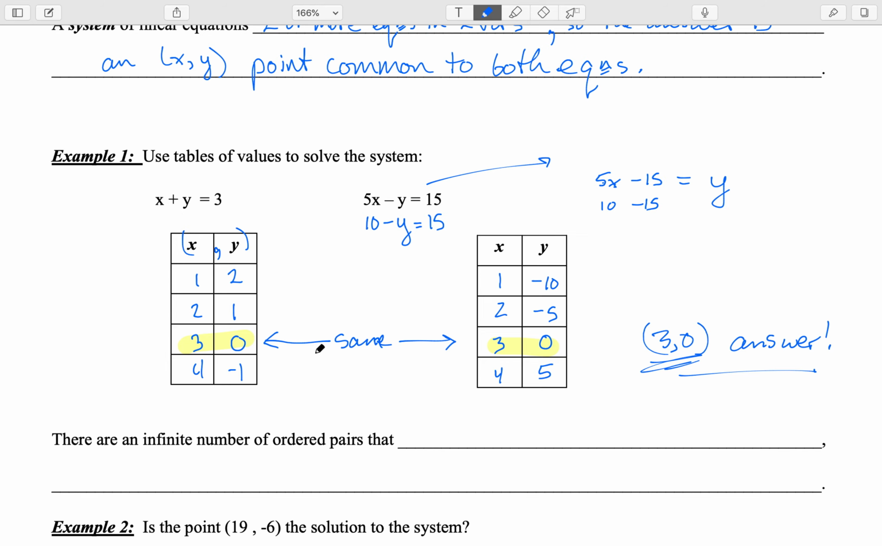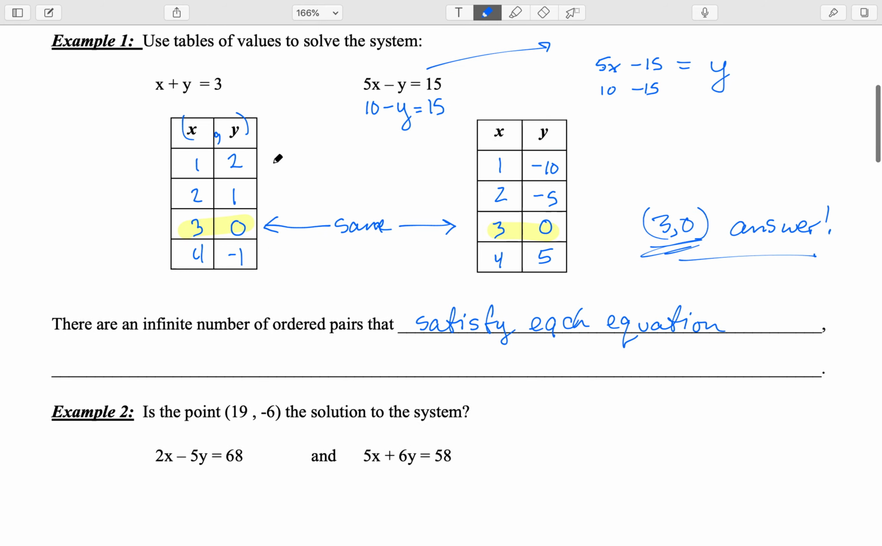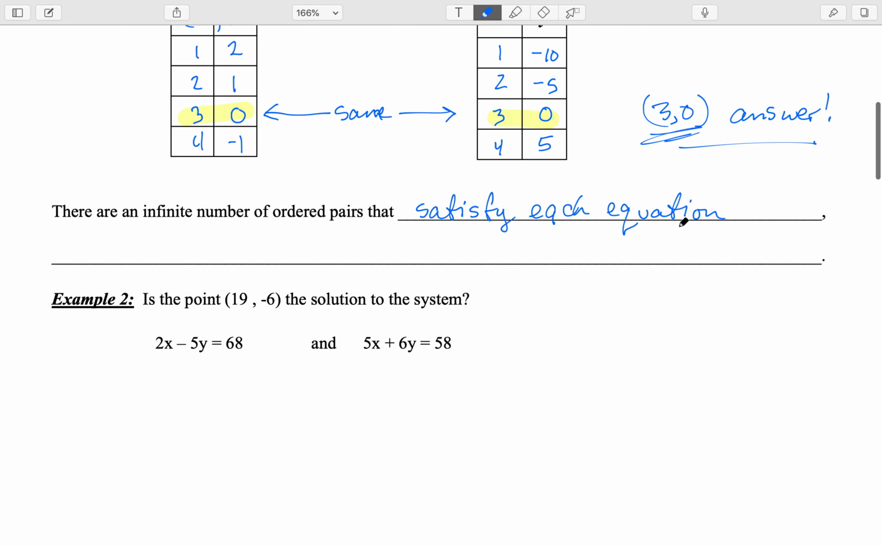Okay, so there's an infinite number of ordered pairs that satisfy. So in other words, it means that they work in each equation. Right? So if I wanted x and y points, 1 comma 2 works, 2 1 works, 3 0, 4 1, right? Think about it. Any two numbers that add up to 3, it could be 100 and negative 97. That would work, right? Or it could be a million and negative 999,997, whatever. So there's an infinite number of ordered pairs that satisfy the equation.